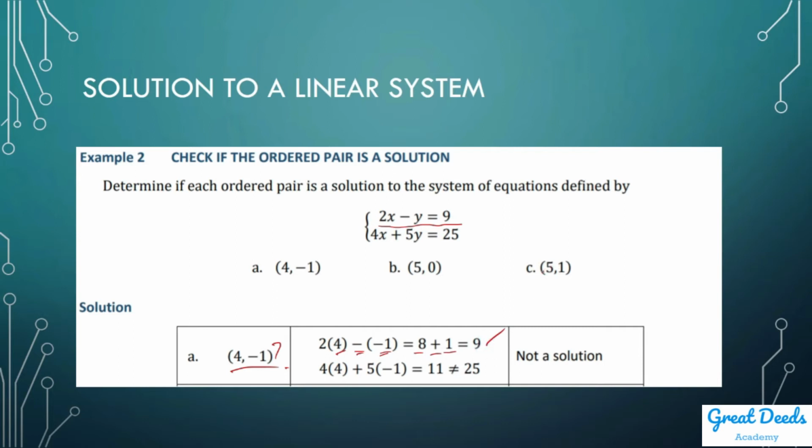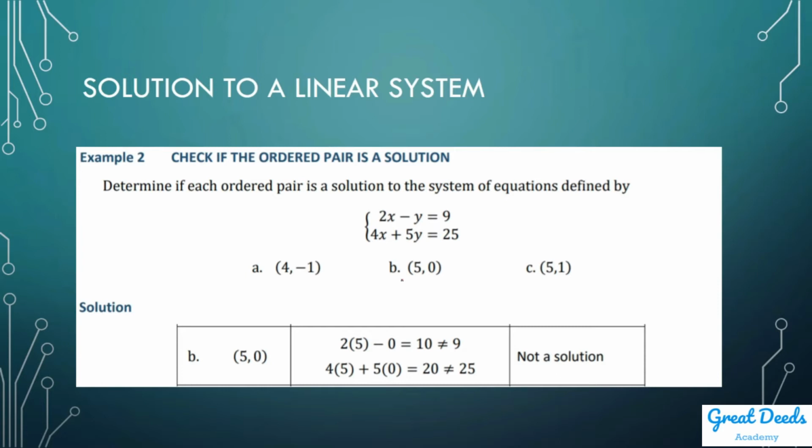But you cannot stop there, because if this is a solution, it must also satisfy the other equation in your system. Let us check the second equation. 4 times 4 plus 5 times negative 1, that is 16 minus 5, and that is equal to 11. It is not equal to 25. But in your system, the second equation must be equal to 25. So this one is not a solution.